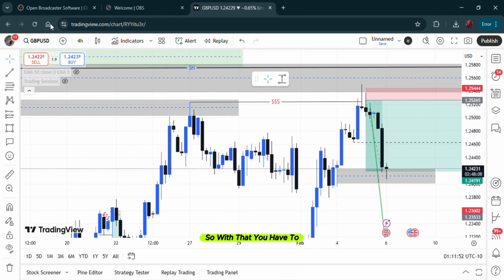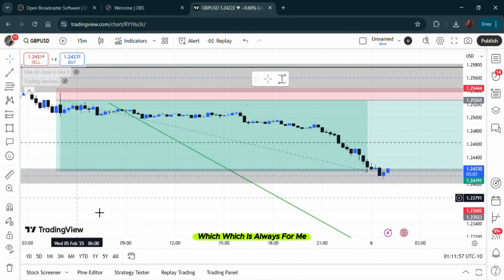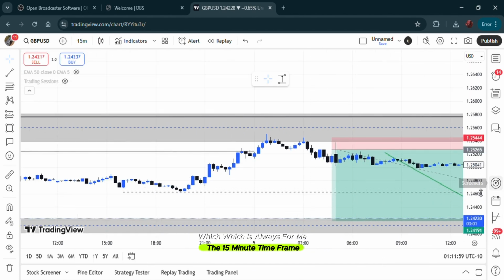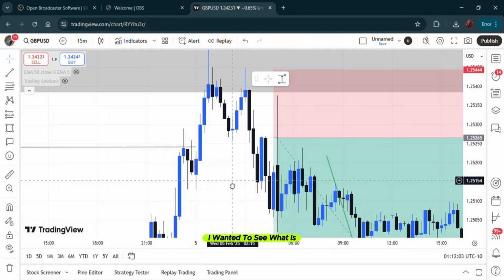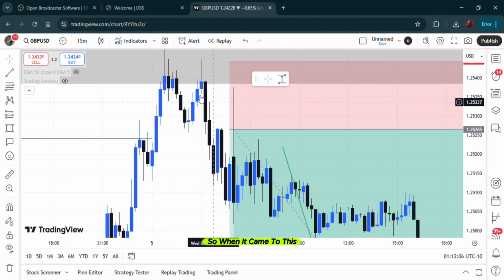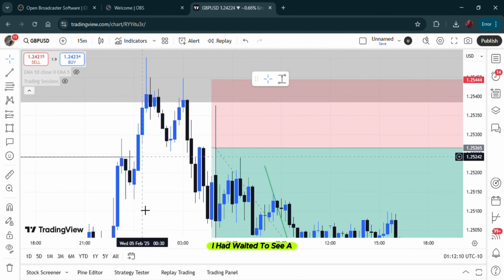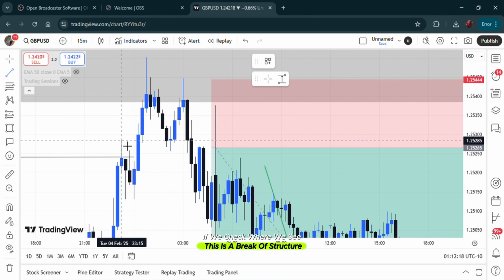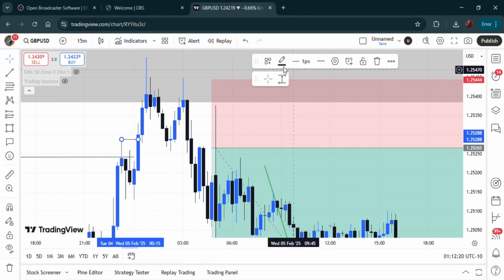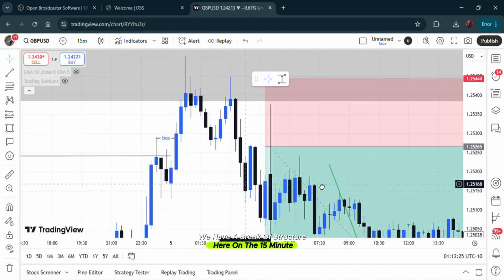So with that, you have to look for an entry time frame, which is always, for me, the 15-minute time frame. So with the 15-minute time frame, I wanted to see what is happening. So when it came to this, I had waited to see a change of character. So if we check well, we see this is a break of structure. We have a break of structure here on the 15-minute.